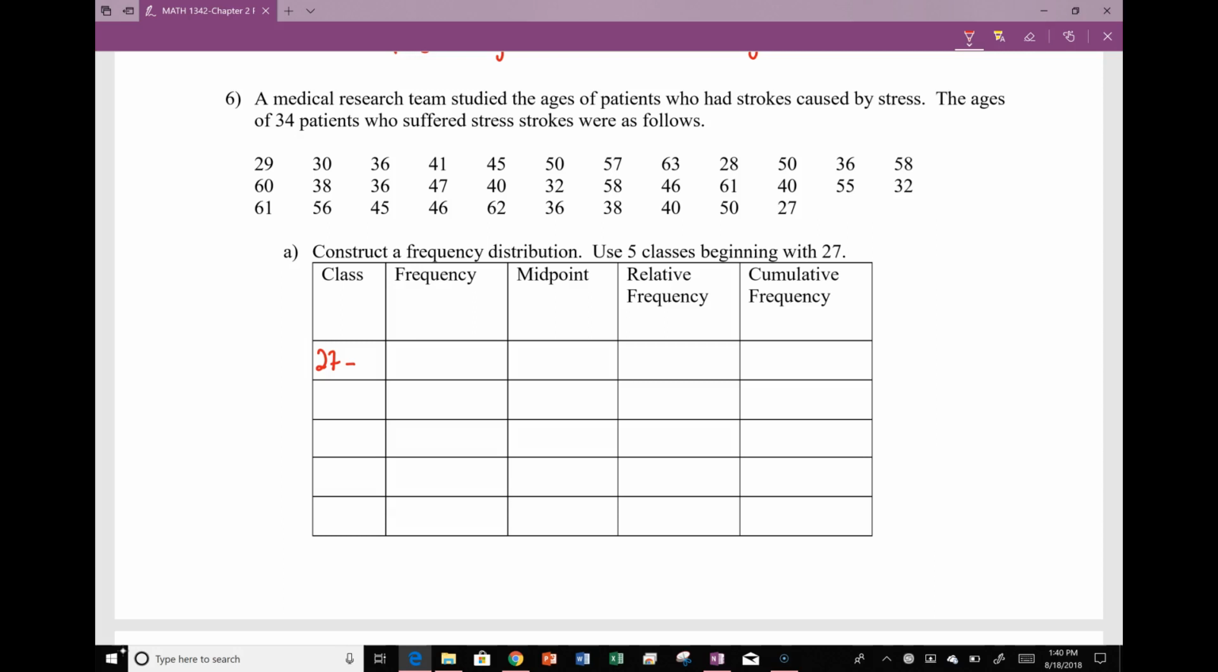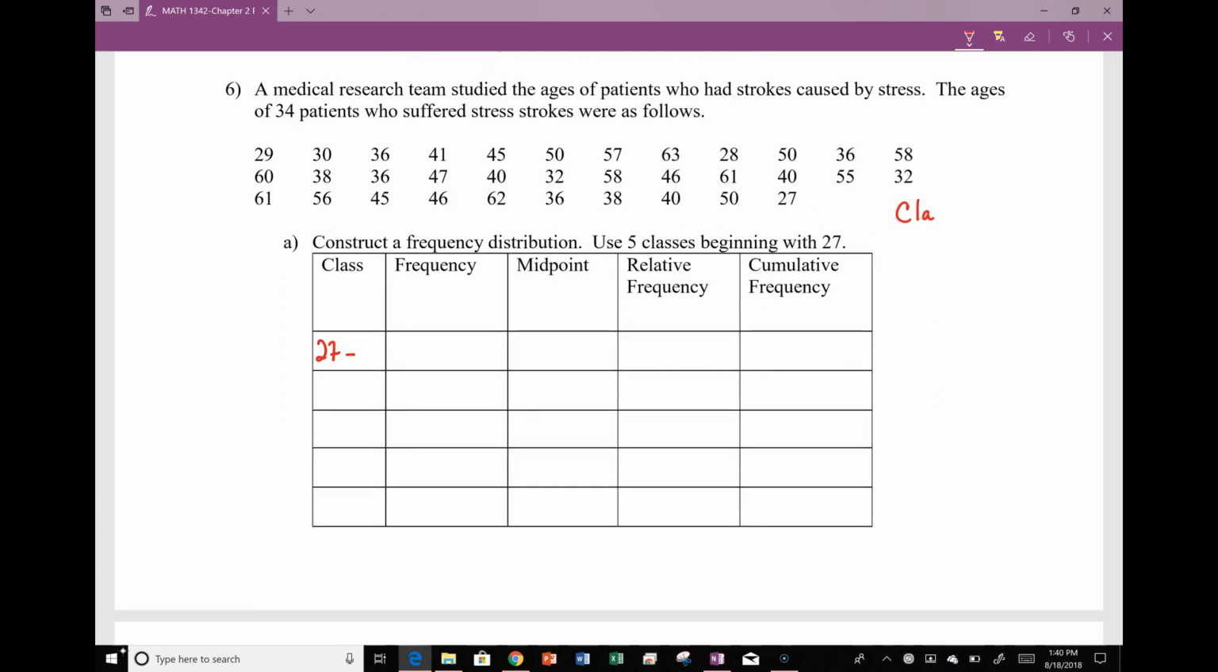When I need to construct a frequency distribution, recall that I have to first find the class width. The class width is the largest number minus the smallest number, and then we divide by the number of classes. So we know that we're going to be dividing by 5. I need to look through here and find my smallest number and my largest number.